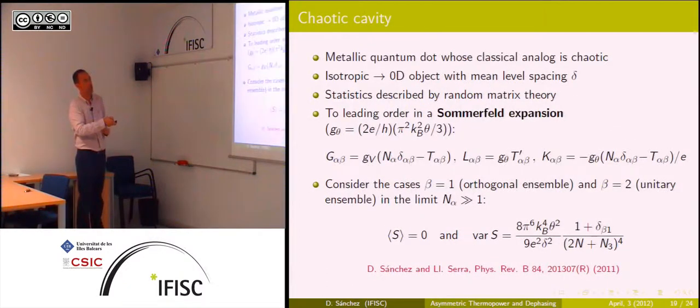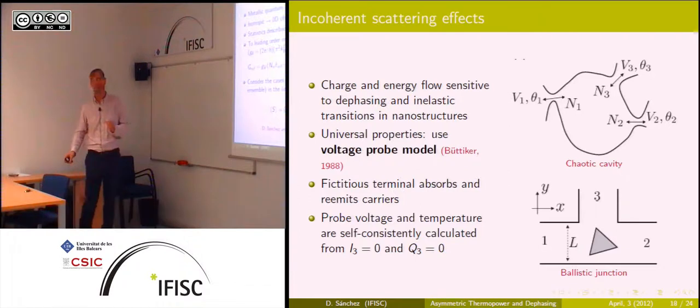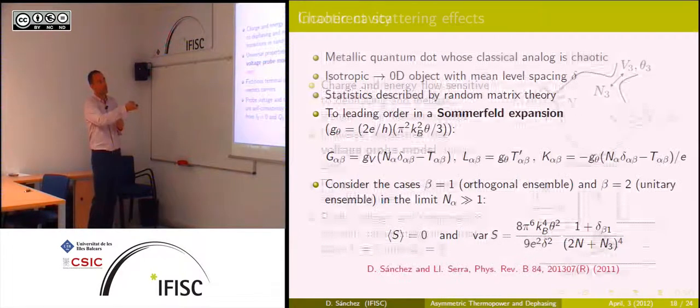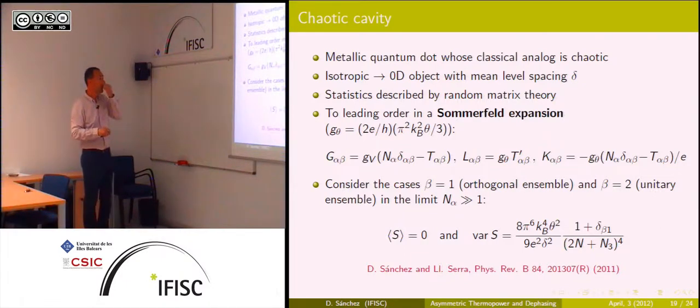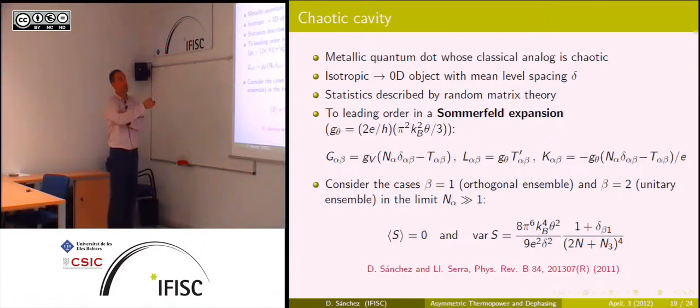The first one is a chaotic cavity. Why a chaotic cavity? Because it breaks completely all spatial symmetries. So it presents universal properties. The conductance on average is always the same, but it has fluctuations from sample to sample. So it is well described just by the mean level spacing, the energy level spacing.